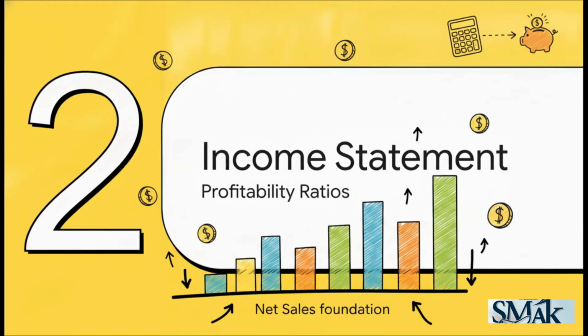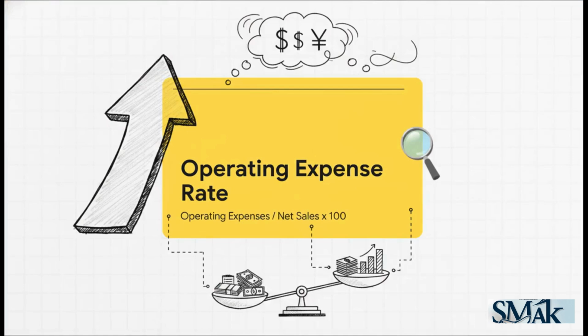Section 2. Income statement ratios. What makes income statement ratios so great is that they all share the exact same foundation, which is net sales. First up is the operating expense rate. The formula here is incredibly logical. We simply take the operating expenses we want to measure, put them in the numerator, divide by our foundation, net sales, and then multiply by 100.